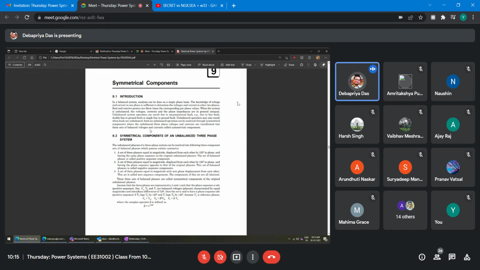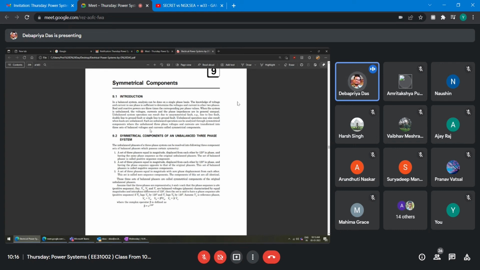Then another thing is the double line to ground fault. That is very rare. Suppose two phases A and B are short circuited, and along with that they touch the ground. This kind of fault is very rare, but there is a strong possibility that it happens, right?